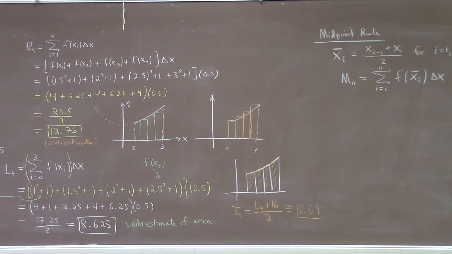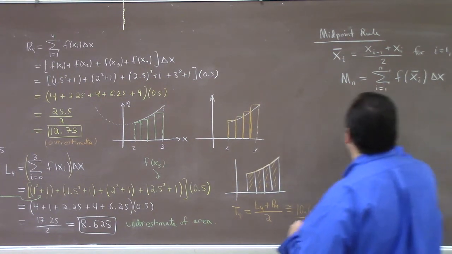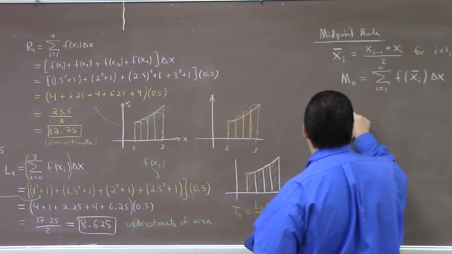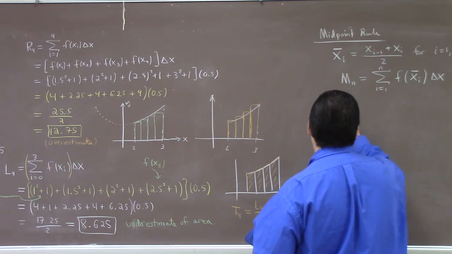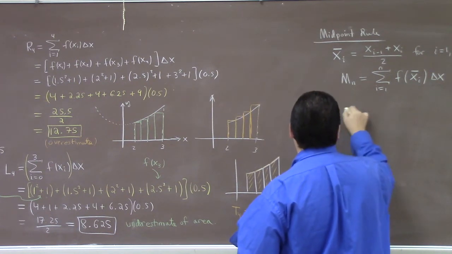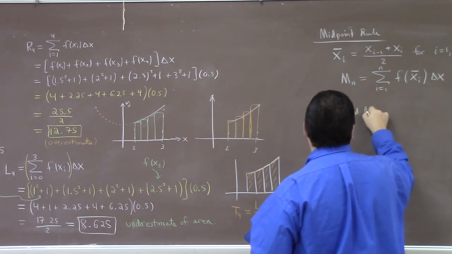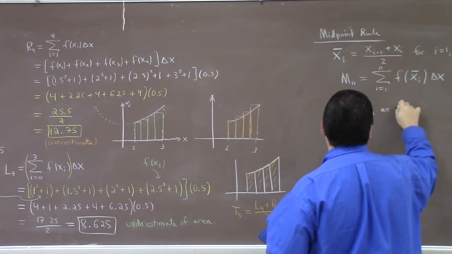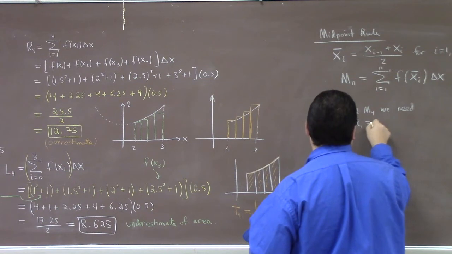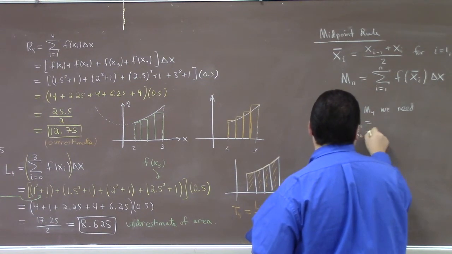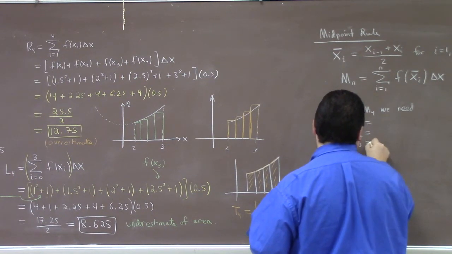Let's calculate this for our example. So M4 for us. First of all, to calculate M4, we need the midpoints, right? So x1 bar, x2 bar, what are those for us?